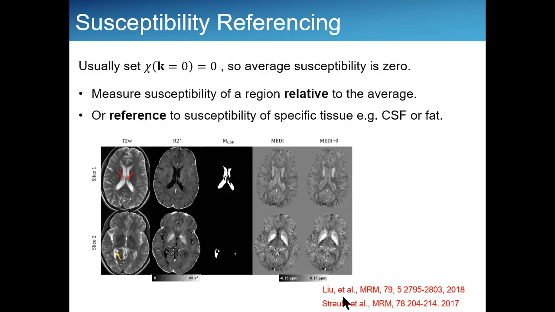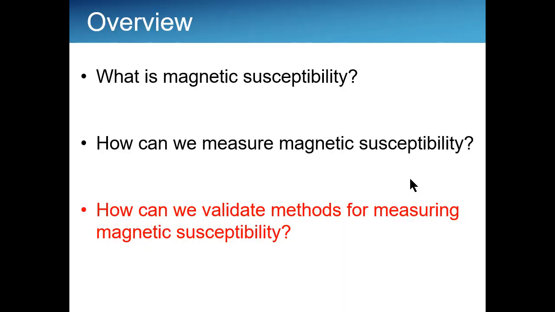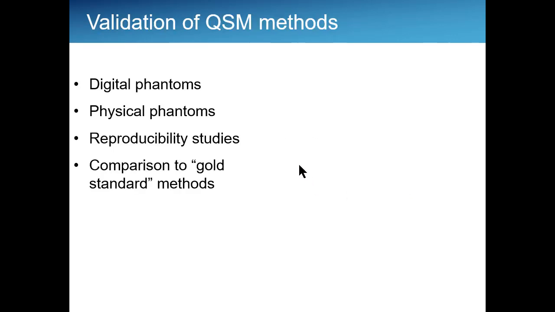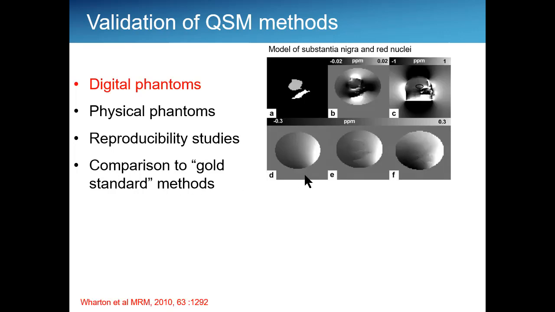There are some nice papers. There's a recent paper looking at the effect of using a range of different regions for susceptibility referencing. So how can we validate these methods for measuring magnetic susceptibility? Well, here are a few ways. We could use digital phantoms, physical phantoms, we can do reproducibility or repeatability studies, and maybe we can make comparison to gold standard methods.